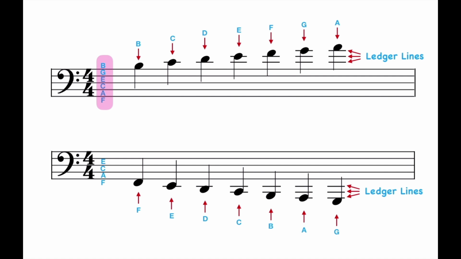So what we need to do when we're reading music is work out what these notes are by starting on a note that we do know.